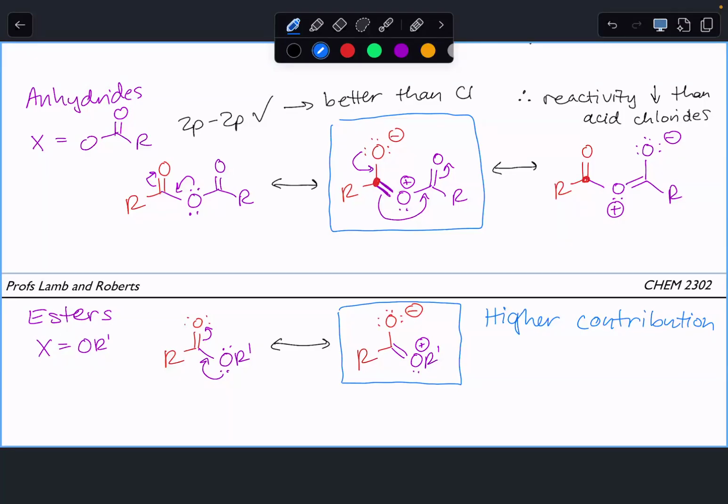So that's probably the hardest one to rationalize, right? How many structures are we averaging between? If we are averaging over fewer structures, each of those structures has a higher contribution. Okay? We have more contribution from our double bond resonance structure. Therefore, our reactivity is lower than an anhydride. Okay? Acid chlorides, anhydrides, esters.